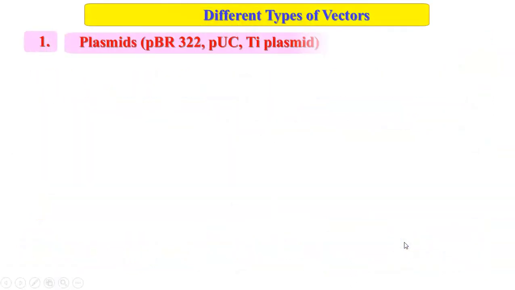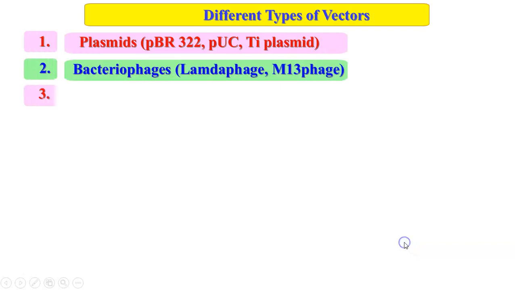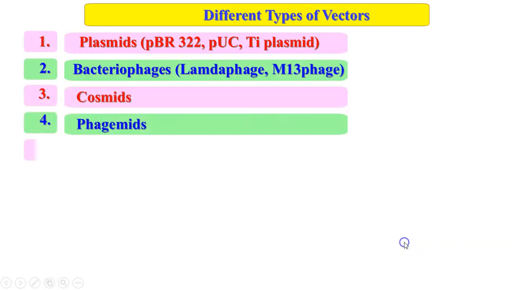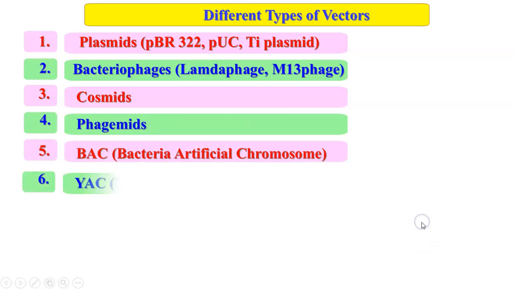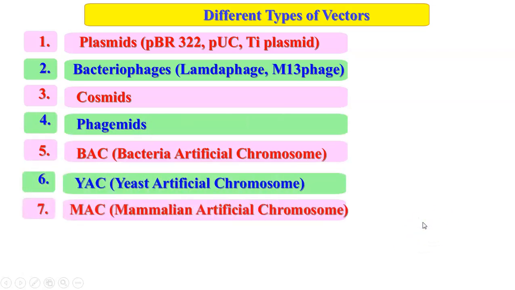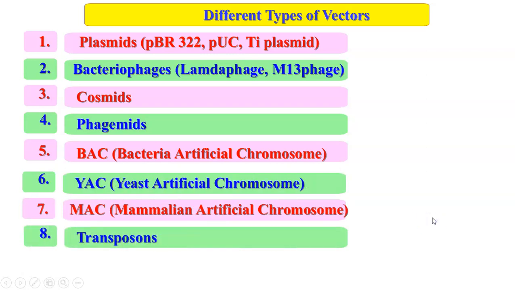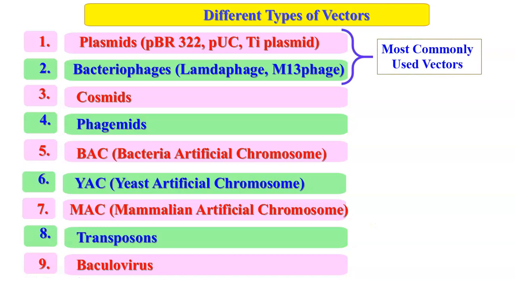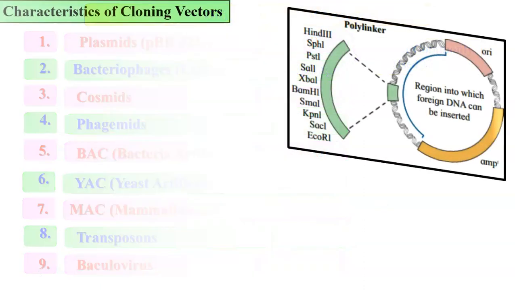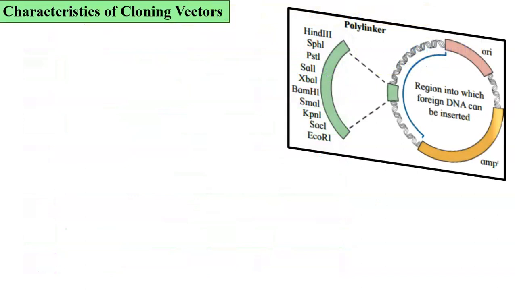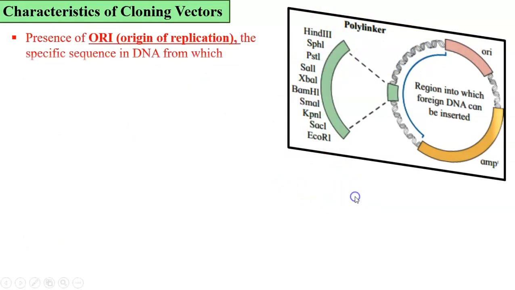The different types of cloning vectors are plasmids, bacteriophages, cosmids, phagemids, bacterial artificial chromosomes, yeast artificial chromosomes, mammalian artificial chromosomes, transposons or jumping genes, and baculovirus. The most commonly used vectors are plasmids and bacteriophages. If we want to use any DNA molecule as a vector, then it should have certain properties. Let us understand what are the characteristics expected in the cloning vectors.